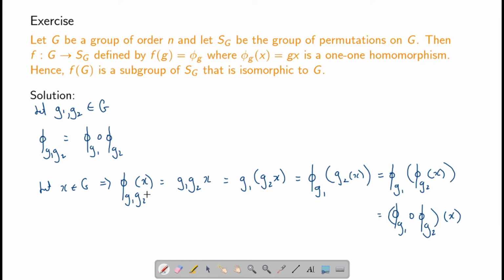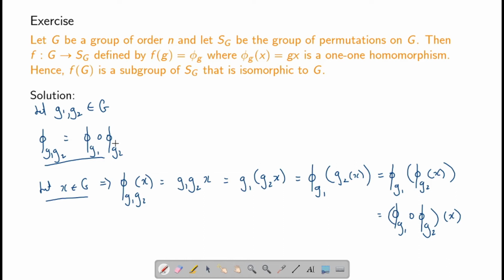Okay, so this proves that f is a homomorphism. You can see here that given any x in G, phi_{g1 g2} of x is phi of g1 composition phi of g2 of x. So that means that these two functions are the same. So therefore this tells me that f is a homomorphism.